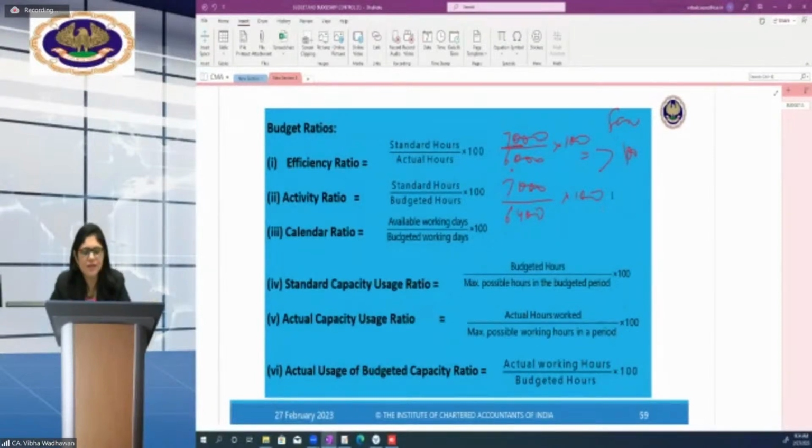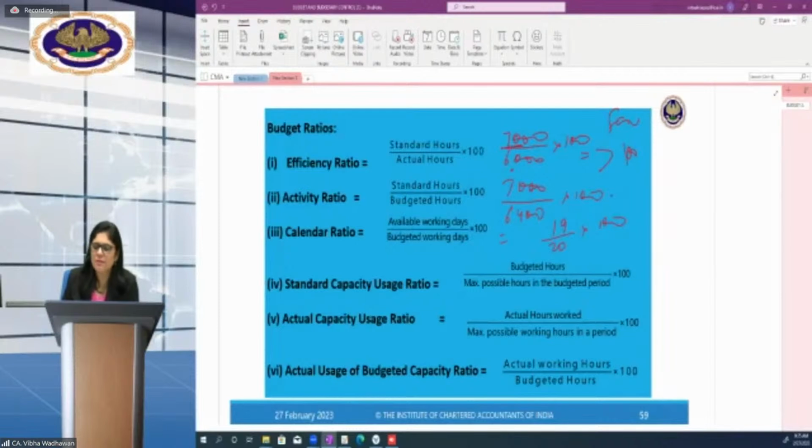Then the calendar ratio. Available working days. How much are the available working days? 19 days. And the budgeted were 20, into 100. Available working days divided by budgeted working days. So we have worked for less than the budgeted days, which should be unfavorable. The answer will be less than 100%. Anything which is more than 100% should be favorable.